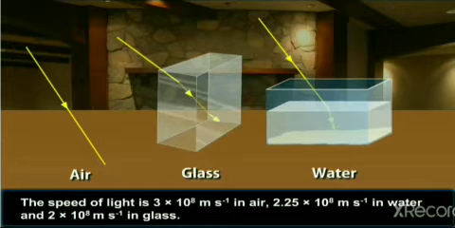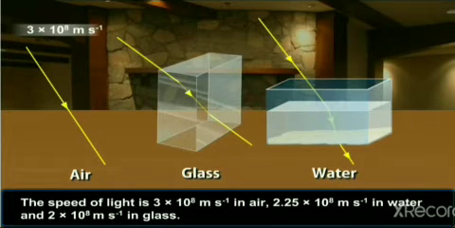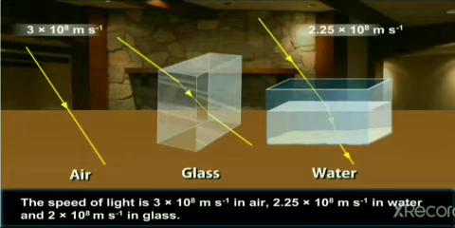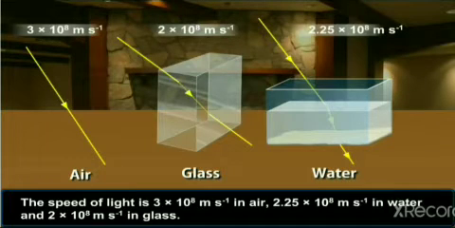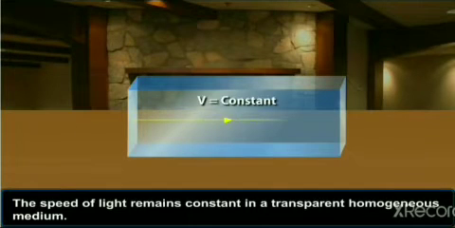The speed of light is 3 into 10 raised to 8 meter per second in air, 2.25 into 10 raised to 8 meter per second in water, and 2 into 10 raised to 8 meter per second in glass. The speed of light remains constant in a transparent homogeneous medium.